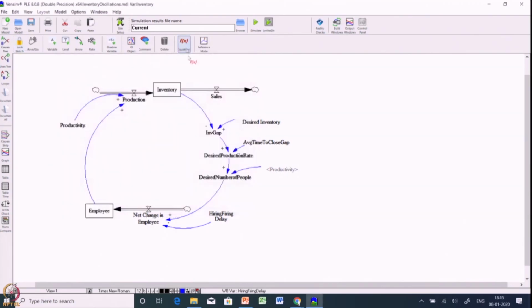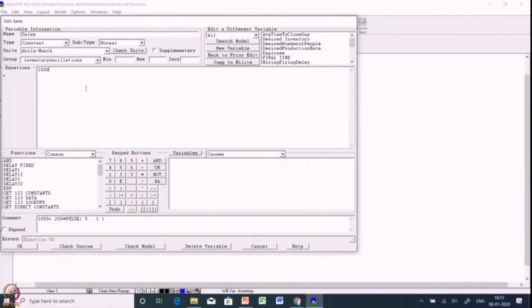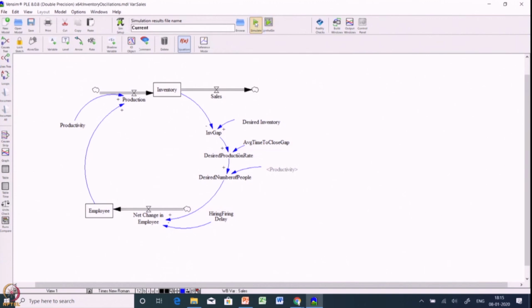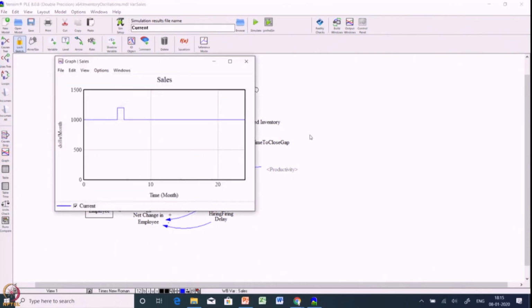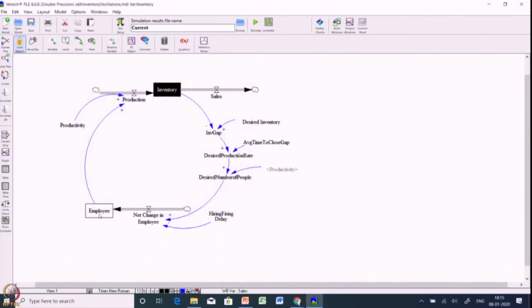Let us induce an external spike: a sudden 20% increase in sales just for one time period. That is, in time period 5 the sales went to 1200 units, and after that it fell back to 1000 units. So, if we simulate that model, first let us just check what happens to sales. Sales showed a 20% increase in week 5, then fell back to 1000. Let us see what happens to the system in that time.